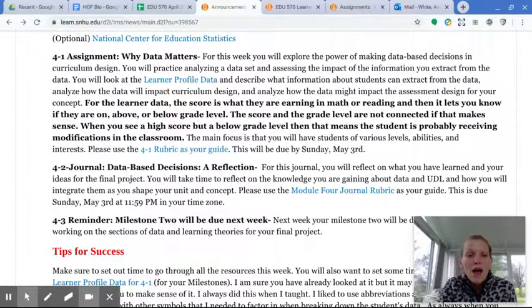And then the 4-2 journal, this one is just more of a reflection. The first part, you're going to explain the relationship between data and UDL and how that would look, especially that comprehension piece. See that connection there. And then reflect on your unit. You don't have to go into super detail, but just how is data going to impact your unit? So maybe be a little specific, but again, a page is fine for that journal, 1 to 2 pages. And if you feel like you need to cover more, that's okay. I'm not very particular on that page requirement.